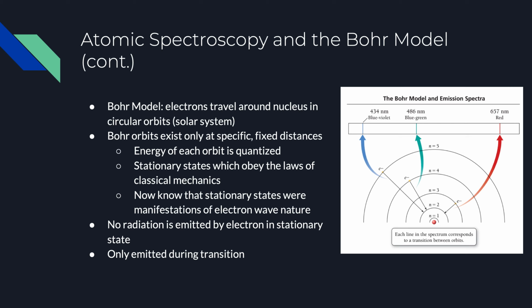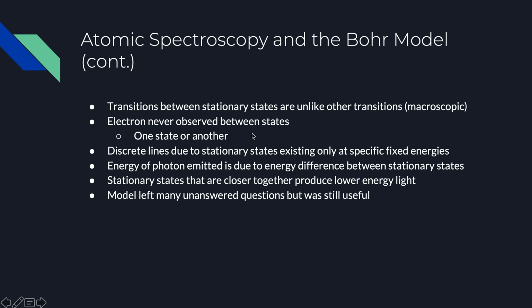We now know that these stationary states were manifestations of electron wave nature. No radiation is emitted by the electrons while they're in a stationary state; rather, it is emitted during transitions. For example, 5 to 2 will be blue-violet, 4 to 2 will be blue-green, and 3 to 2 will be red. These transitions between stationary states are not like any other transitions, as you can never see the electron between states. It's always in one state or another. You cannot see within the transition, only the before and after.